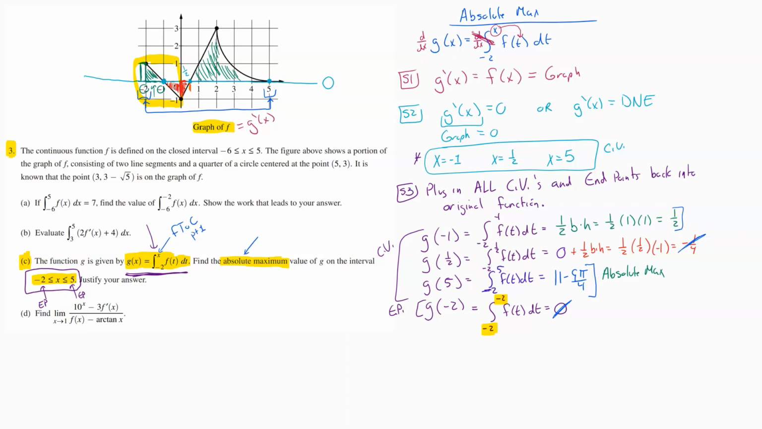And so on this problem, we would have gotten 1 point for doing this work up here, showing that the derivative g prime is equal to f of x. We would have gotten 1 point for showing our critical values, and then we would have gotten our final point by getting our final answer here using this method of plugging in our values until we found what we were looking for.